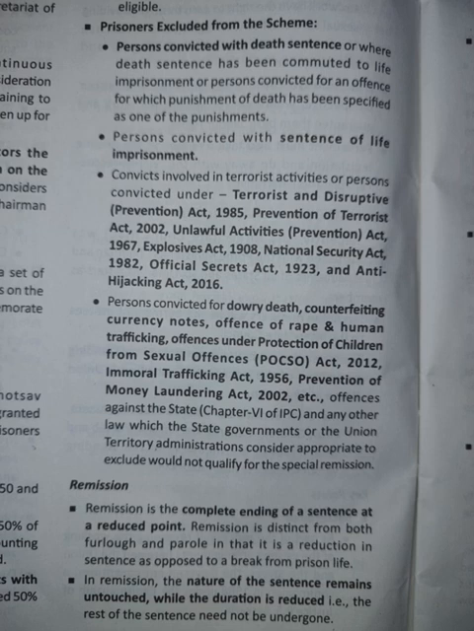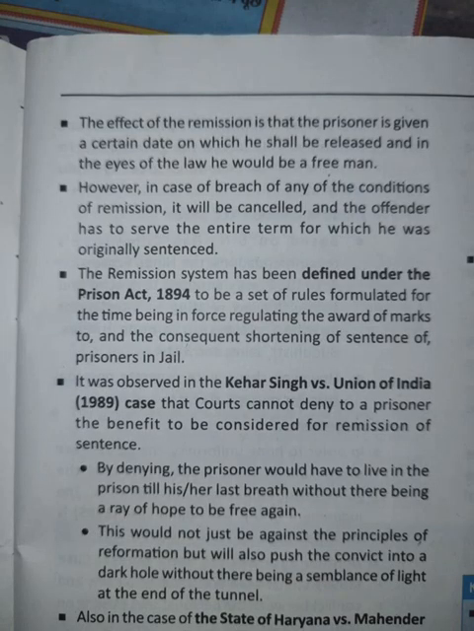What is remission? Remission is the complete ending of a sentence at a reduced point. Remission is distinct from both furlough and parole in that it is a reduction in sentence as opposed to a break from prison life. In remission, the nature of the sentence remains untouched while the duration is reduced. That is, the rest of the sentence need not be undergone. The effect of the remission is that the prisoner is given a certain date on which he shall be released, and in the eyes of the law, he would be a free man.